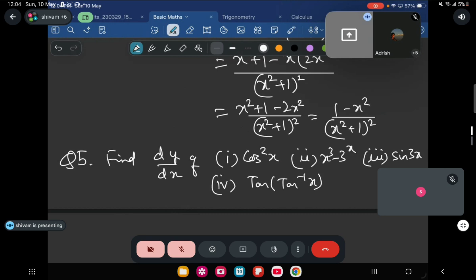This isn't related to these questions, but you did the differentiation of sine cube x. So you did d sine cube x by d sine x, and then we got 3 sine square x. How did we get this? d theta cube divided by d theta will become 3 theta to the power 3 minus 1. Done all of that.